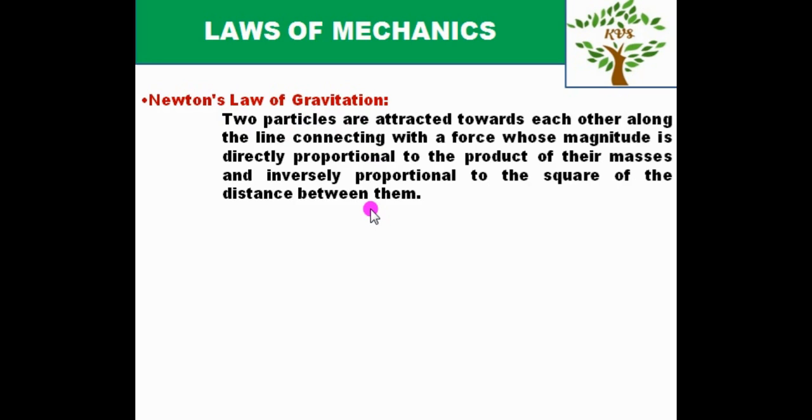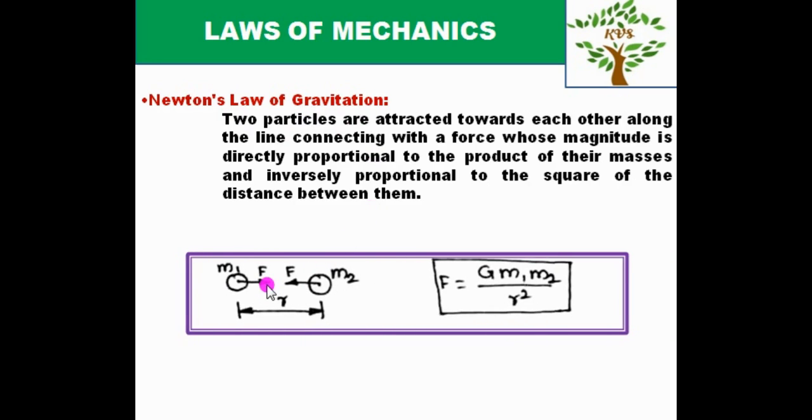Newton's law of gravitation. When two particles are attracted towards each other with a force along the line connecting them, then the magnitude of the force is directly proportional to the product of their masses and inversely proportional to the square of the distance between the two masses. So r is the distance between the two masses, and G is nothing but the gravitational constant.